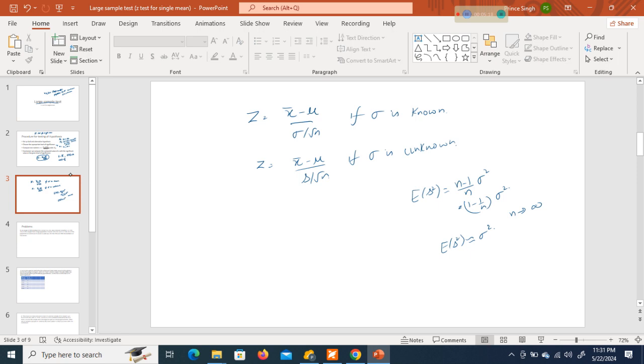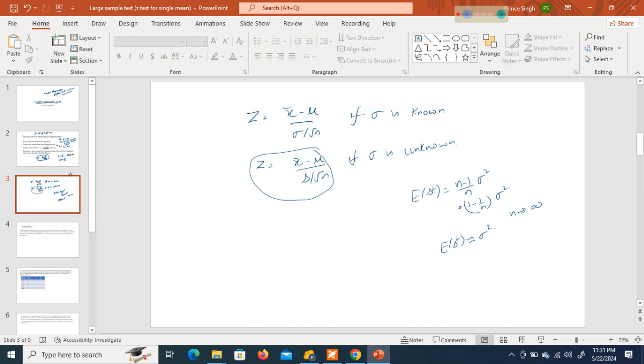So it means that if the sample size is large, then sample variance is the unbiased estimator of population variance. So we can replace sigma with small s if sigma is unknown. So this is the formula we are going to use as a test statistic.